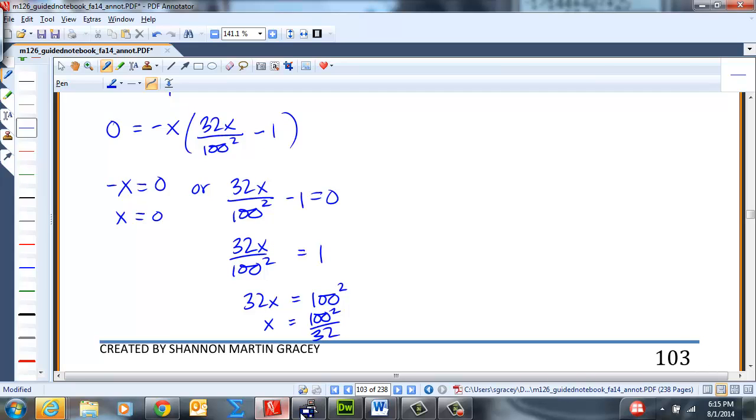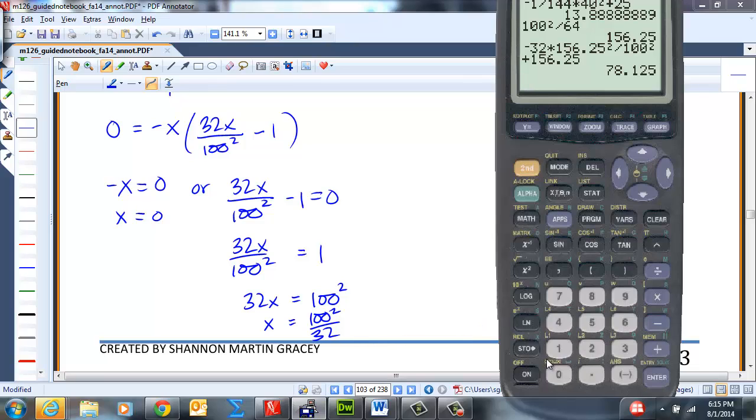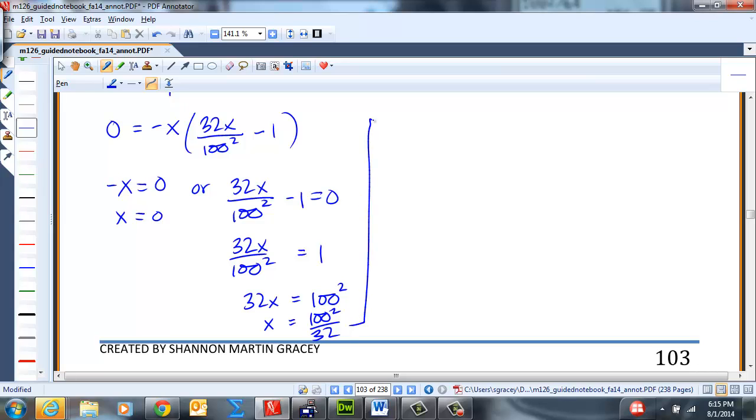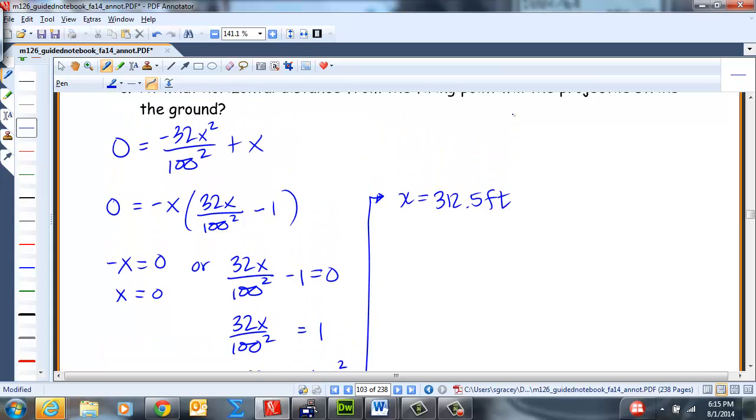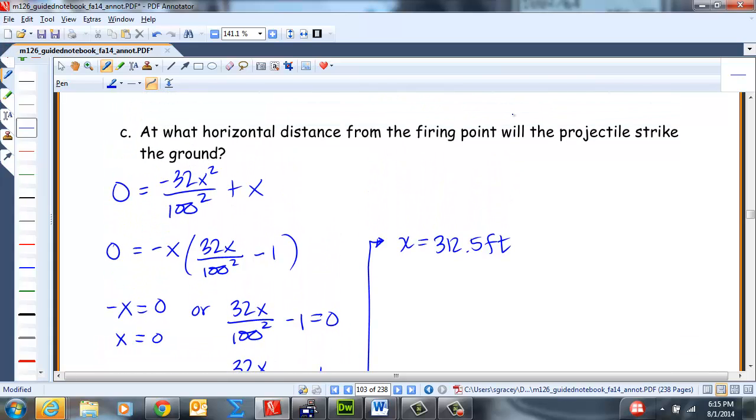So let's see what that is. So x is 312.5 feet. And let's go ahead and answer the, well, we did answer the question. At 312.5 feet, the projectile will hit the ground.